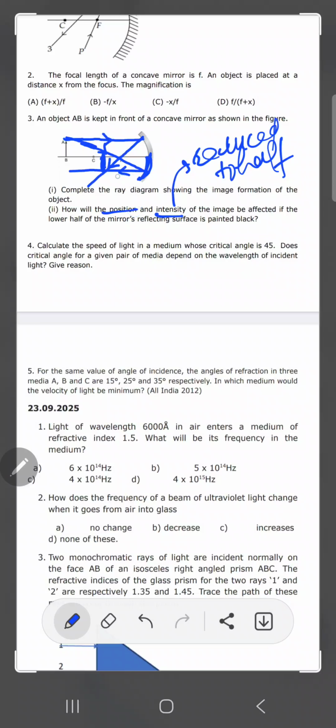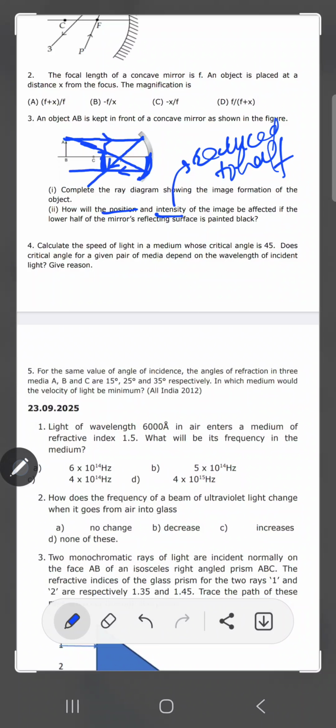And position, there won't be any change in the position of the image. It would remain as it is. So there won't be any change in the position of the image. But the intensity, yes, if only half of the mirror is available for reflection, only half of the rays are going to participate in the image formation. So intensity of the image would be reduced to half.